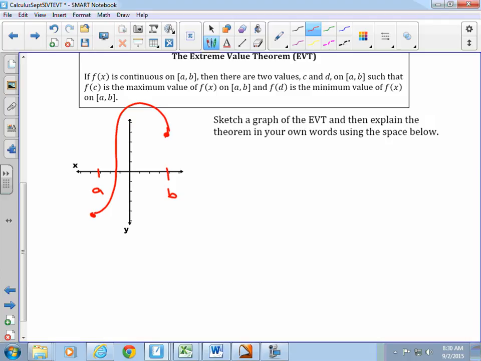Now, why is it continuous on a closed interval? Well, if it's not continuous, we could have an asymptote in between. An asymptote wouldn't have a maximum or minimum, would it? Why the closed interval? Well, what if this were an open circle at the bottom? Does that have a minimum value? No, because the minimum is where the open hole is, and you don't ever get there. You always get closer and closer and closer, but never get there. So that's why it has to be continuous and it has to be on a closed interval.